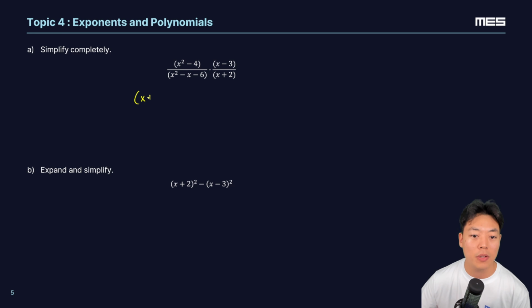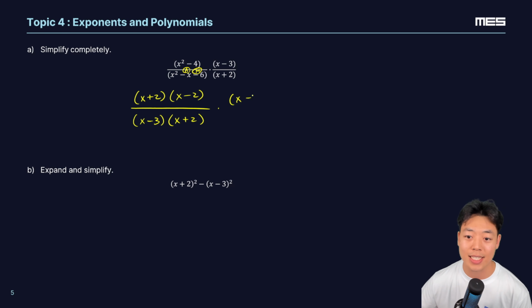A binomial is simply an expression with 2 terms, and a conjugate means flip the symbol in between those 2 terms. And x plus 2 times x minus 2 does, in fact, give us x squared minus 4. On the bottom, I'm going to use add, multiply. 2 factors of negative 6 will add up to negative 1. Those 2 factors are negative 3 and positive 2.